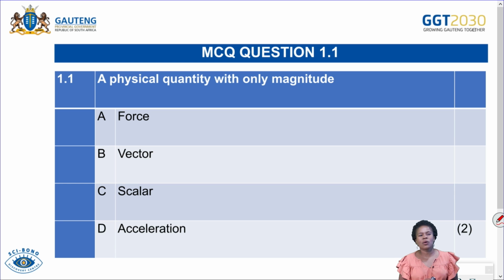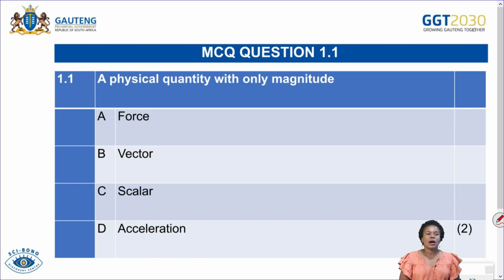Okay, so a physical quantity with only magnitude, you should know what it is because that is a definition. Which one is it? Is it A, a force, B, a vector, C, a scalar, D, acceleration? One easy way of being able to answer this question is by being able to define all the terms that are there, so that you see which one best fits the description that is provided to you. So a force is a push or pull. A vector is a physical quantity with both magnitude and direction, so it doesn't fit.